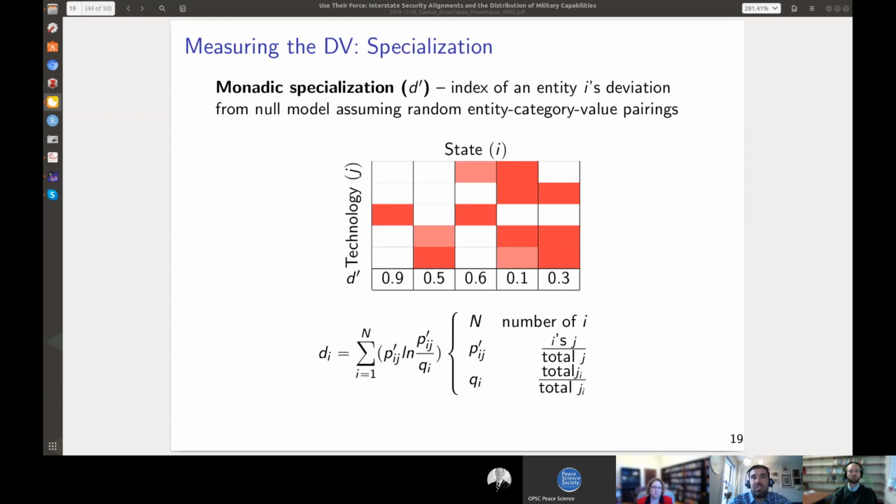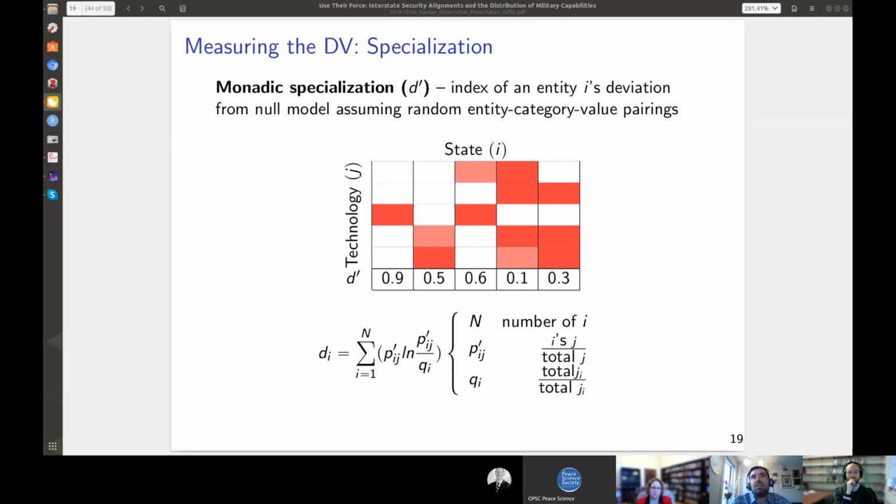So now how do we get to specialization from this? Well, the first thing we have to measure is Monadic Specialization, which is for an individual country. How much is that country's military portfolio deviating from not what other states have, not from an equidistributional model, which is the baseline in economics, but some random entity category value pairing.